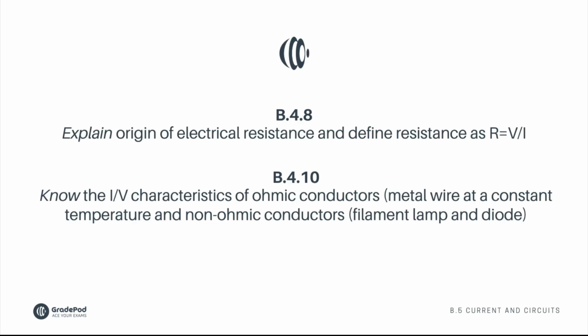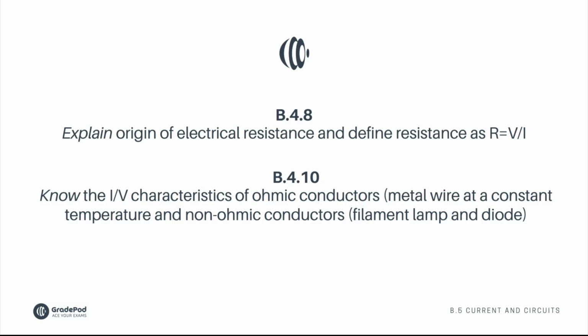This new specification doesn't give any required practicals, but in my mind, this is a required practical. There are characteristics of three components that you need to know in this specification. And these three components are a metal wire at a constant temperature, a filament lamp, and a diode. And what we want to know about these components is, how does the current vary as the voltage varies? And we call these characteristics the IV characteristics. And we ultimately end up plotting a graph for each component showing how the current varies with voltage.